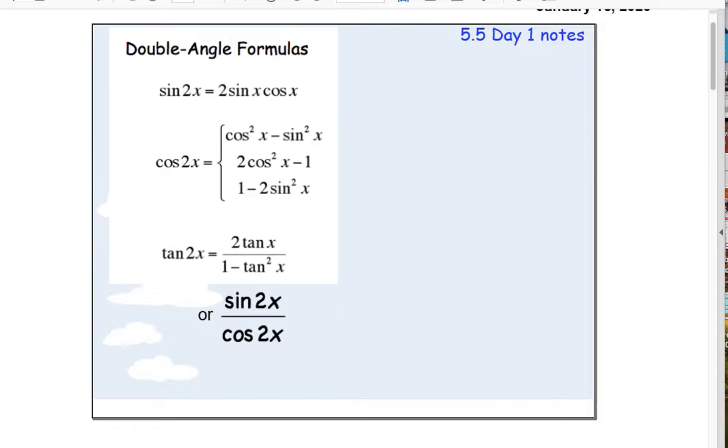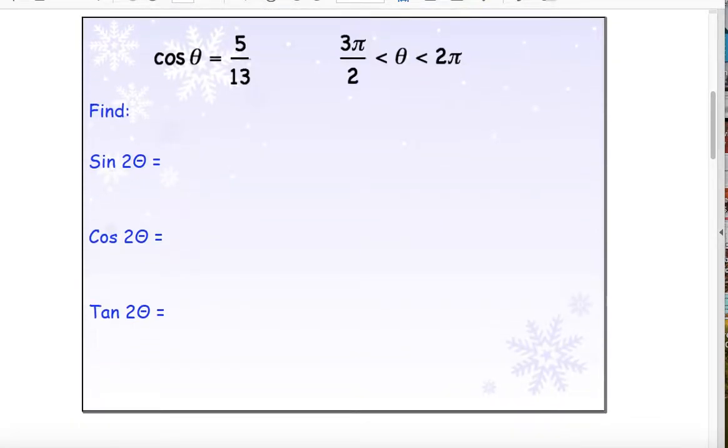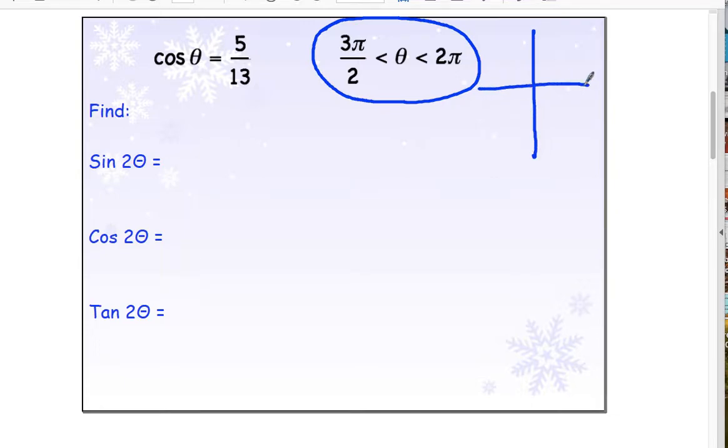Okay, first example. We're just kind of going to go through the mechanics of how to use the formulas. So this example is telling us that our angle should be between 3 pi over 2 and 2 pi. So they're giving us this hint that we should be in the 4th quadrant because that is between 3 pi over 2 and 2 pi.